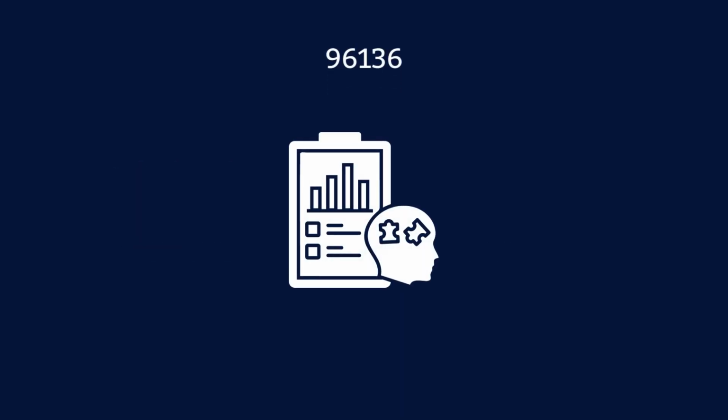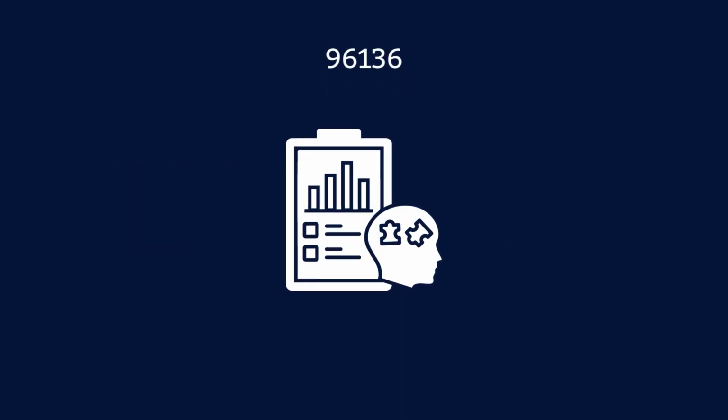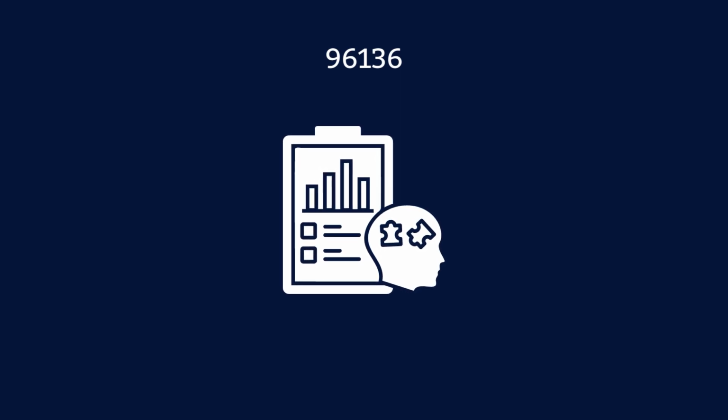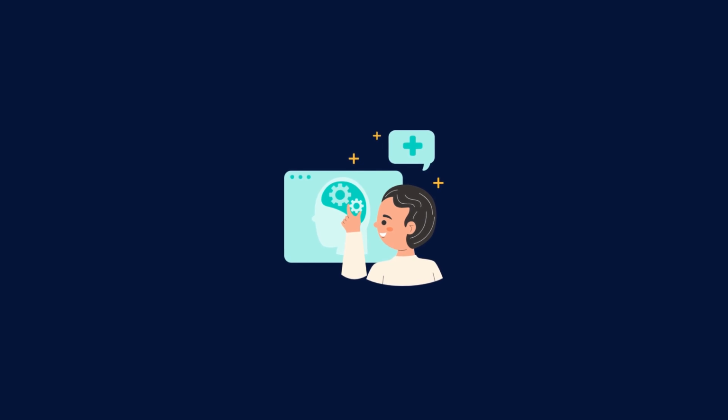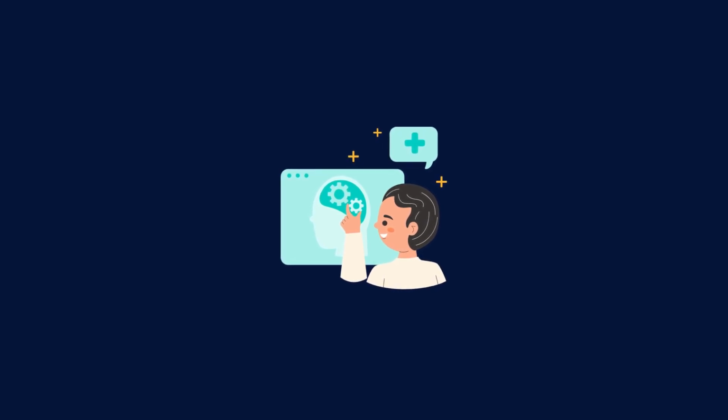96136. Providers use this code when administering 2 or more psychological or neuropsychological tests of not more than 30 minutes. The code explicitly requires that the practitioners use at least 2 tests using any method. Each additional 30 minutes would be billed using the CPT code 96137 and 96136.